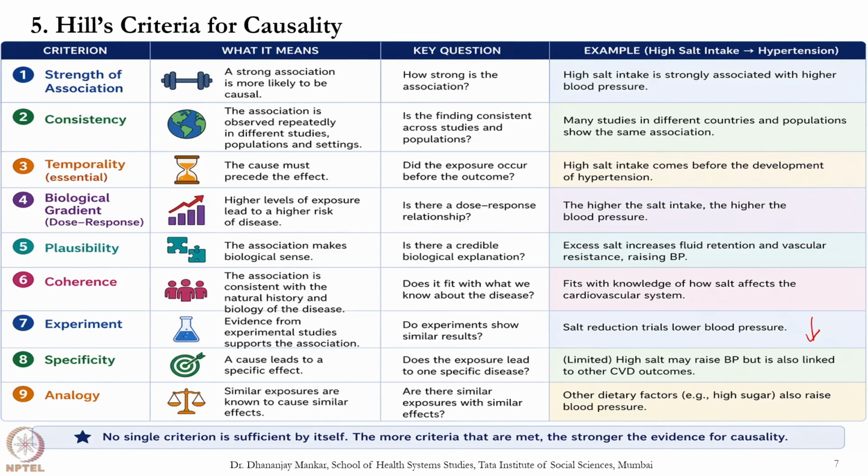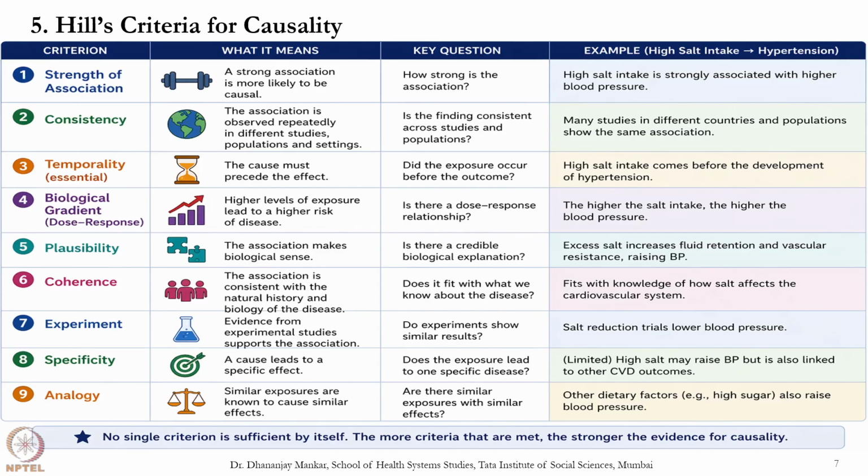Then comes specificity. A cause leads to a specific effect. Does the exposure lead to one specific disease? High salt may raise BP, but it is not linked to CVD or other outcomes. So there is a specificity involved here, where cardiovascular disease has nothing to do only with salt. There might be other linkages as well.